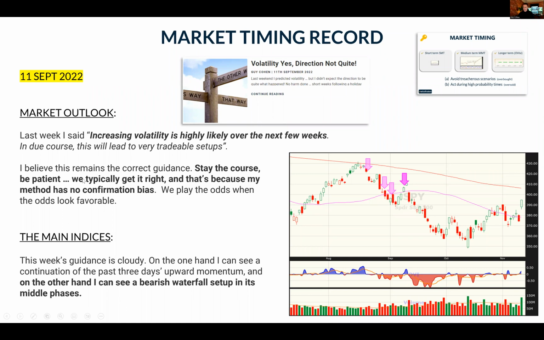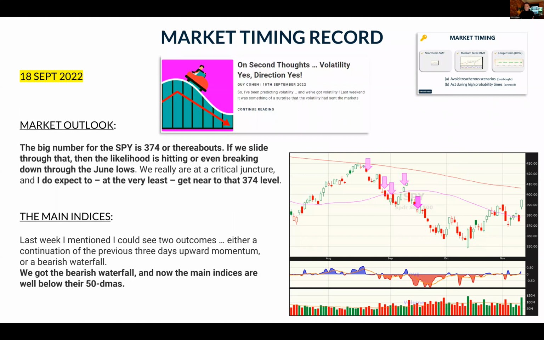And I said increasing volatility, highly likely over the next few weeks. And I can see a waterfall bearish setup in its middle phases. What a waterfall setup is: market goes down, goes up, and then does a waterfall like that. Did we do that? Did we get that? Well, that's exactly what we did get right here. It waterfalled down.